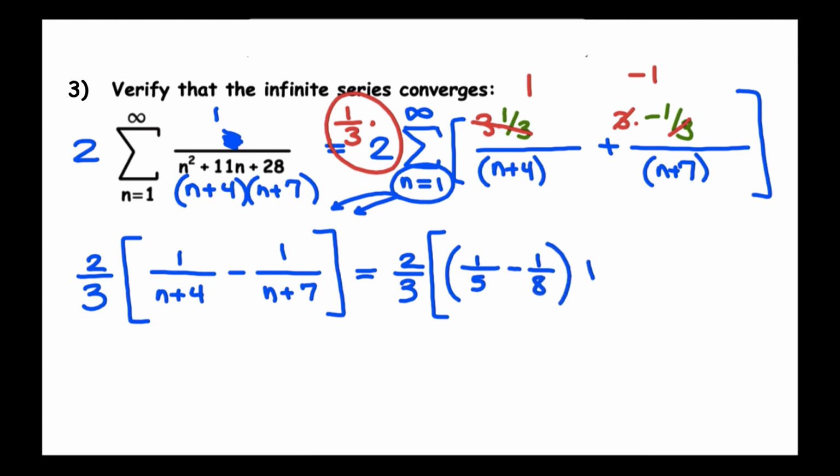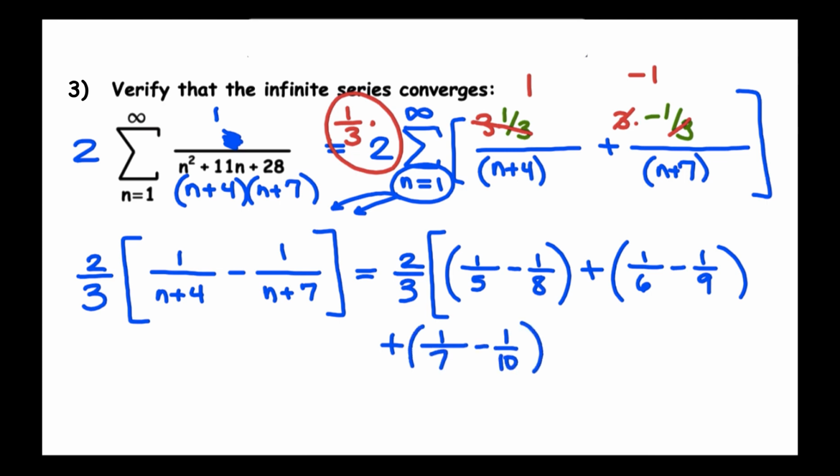Plus, because again, it's a sum. Plug in a 2, and the denominators just rise up by 1, so you have 1/6 minus 1/9. Repeating with a 3 is going to give us 1/7 minus 1/10. One-eighth minus 1/11. And at this point, you can start to see that the canceling is taking shape.